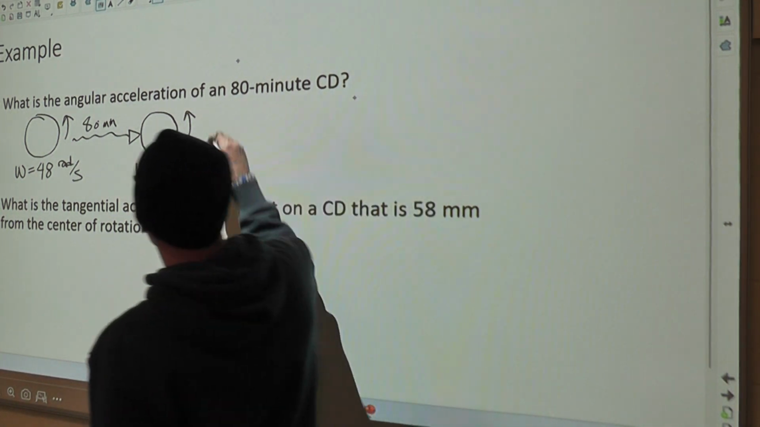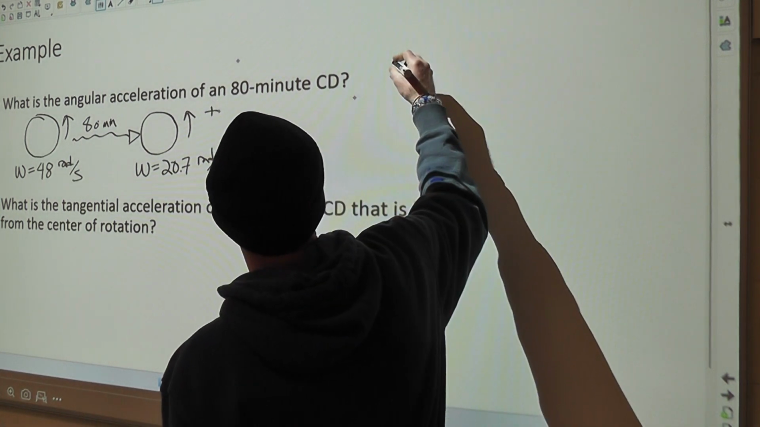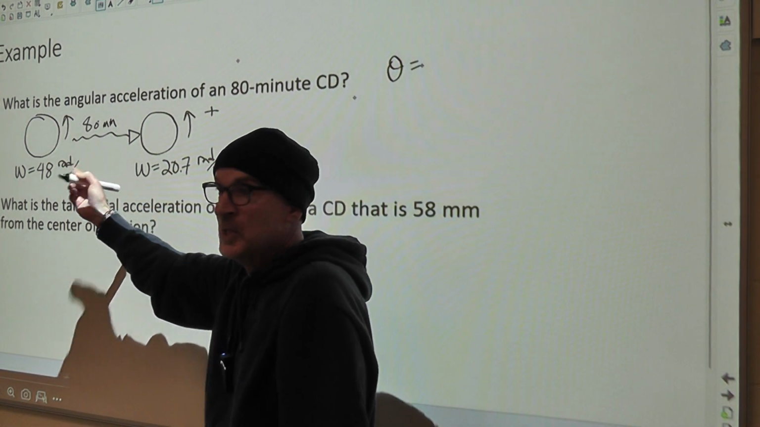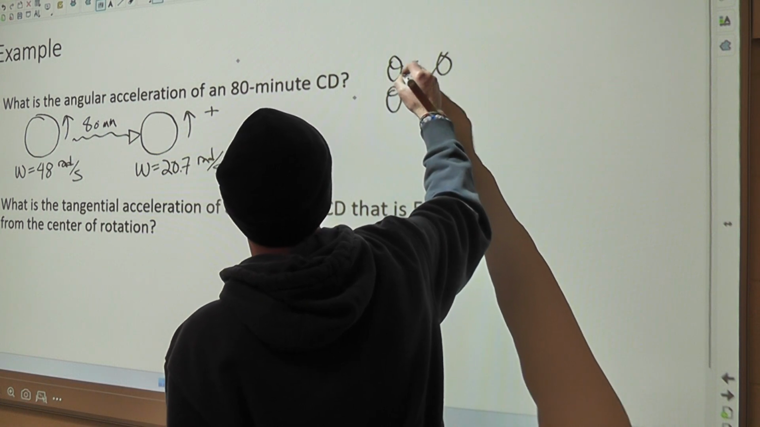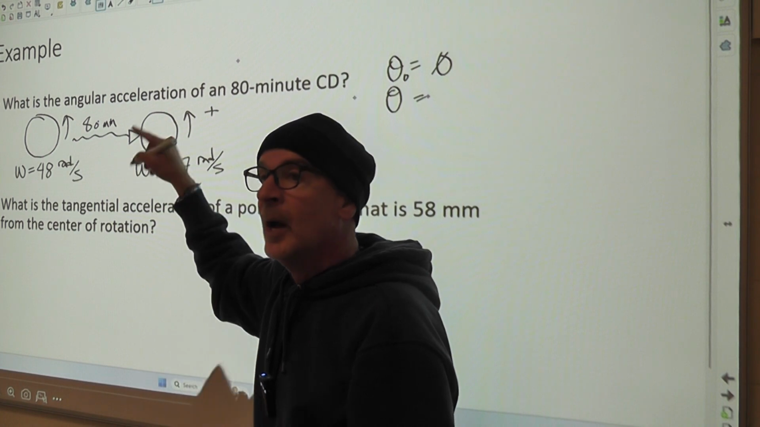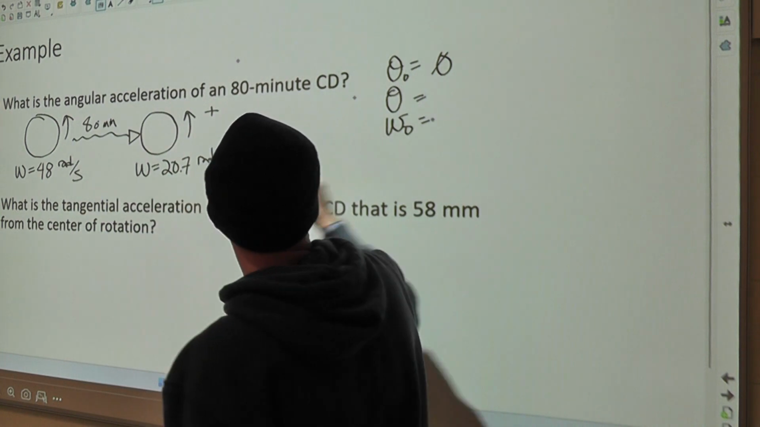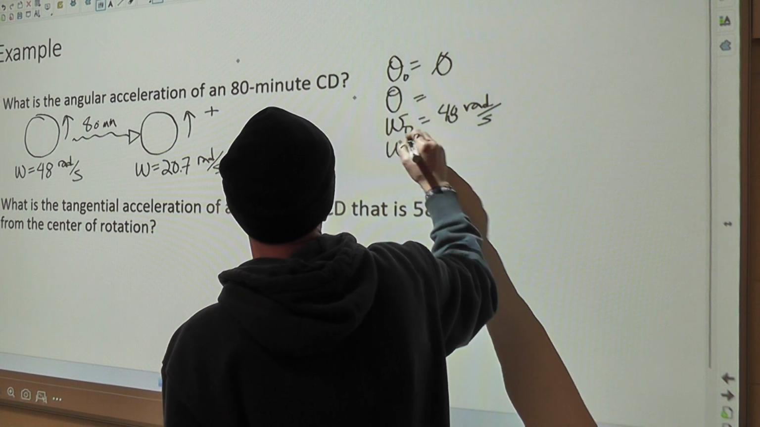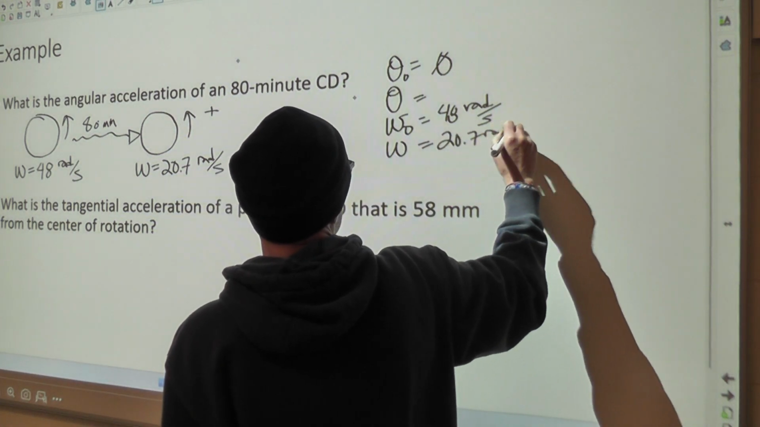We already know, the way I've drawn it, that positive is counterclockwise. So let's say we have an initial position, let's just say it starts at position 0. And what does it end at? We don't know. I don't know how many times this spins around, or how many radians it moves through. Its initial angular velocity, I do know, it's 48 radians per second. Its final angular velocity is 20.7 radians per second.